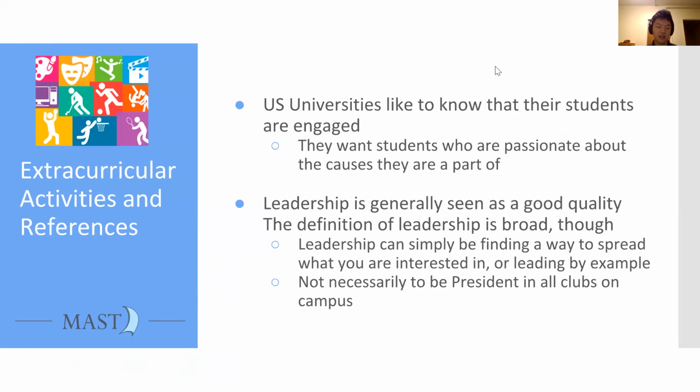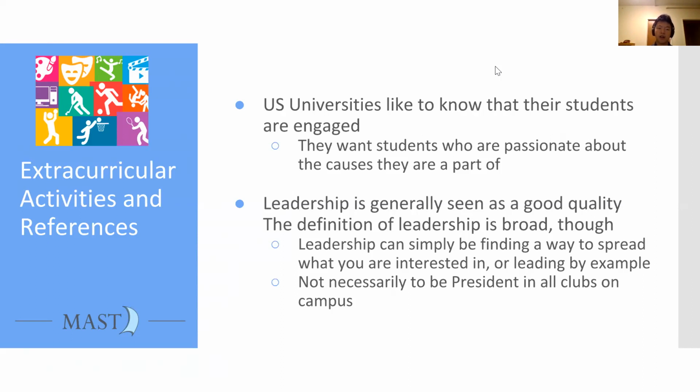Okay, so after your grades, universities tend to want to look at extracurricular activities and your references. So let's just recap why universities want you to do extracurriculars as well as your academics. It's because they like to know that their students are engaged. They want students who are passionate about certain causes that they believe in, and they want students who will engage in community and make a difference when they graduate.